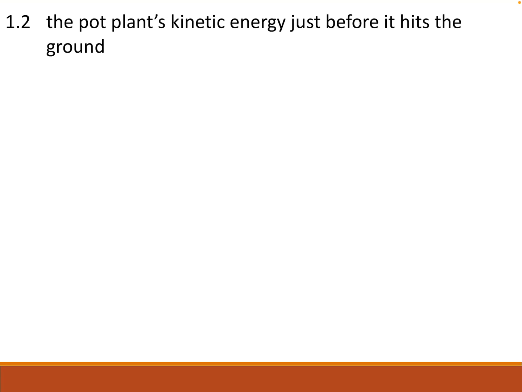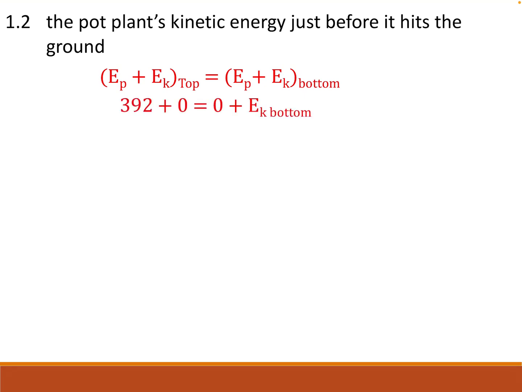Now they want the kinetic energy just before it hits the ground. So EP plus EK at the top equals EP plus EK at the bottom. I'm not putting in the substitution here because I know it's 0, so you don't have to put it in, it's fine. We know it's 0, but you have to show it to me. So that means the EK at the bottom is 392 joules. I'm being nice here. I'm actually making the maths a bit easier for you.